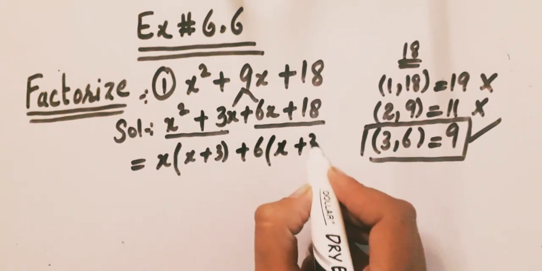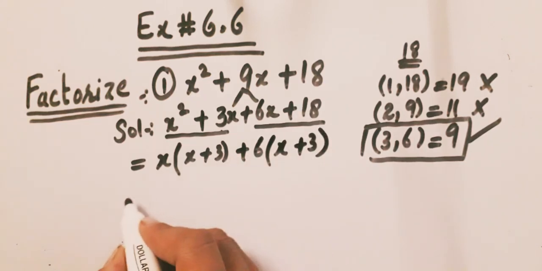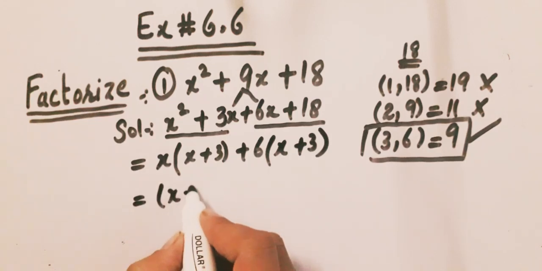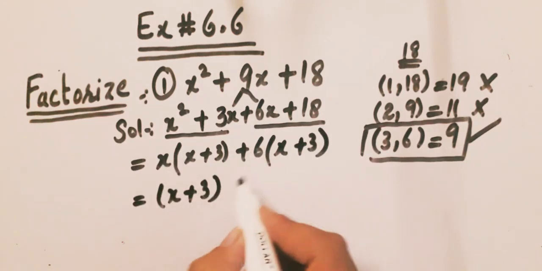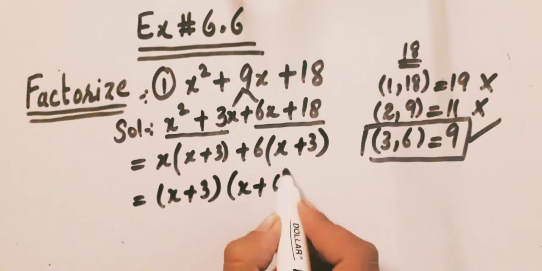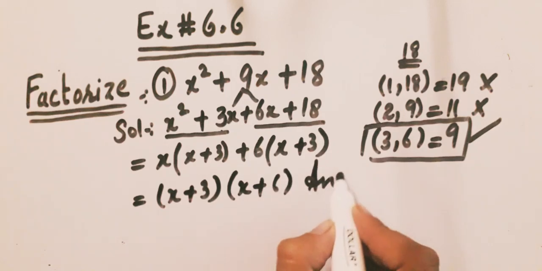So x plus 3. Now you will take x plus 3 as common. Remaining is x plus 6. So this is the answer.